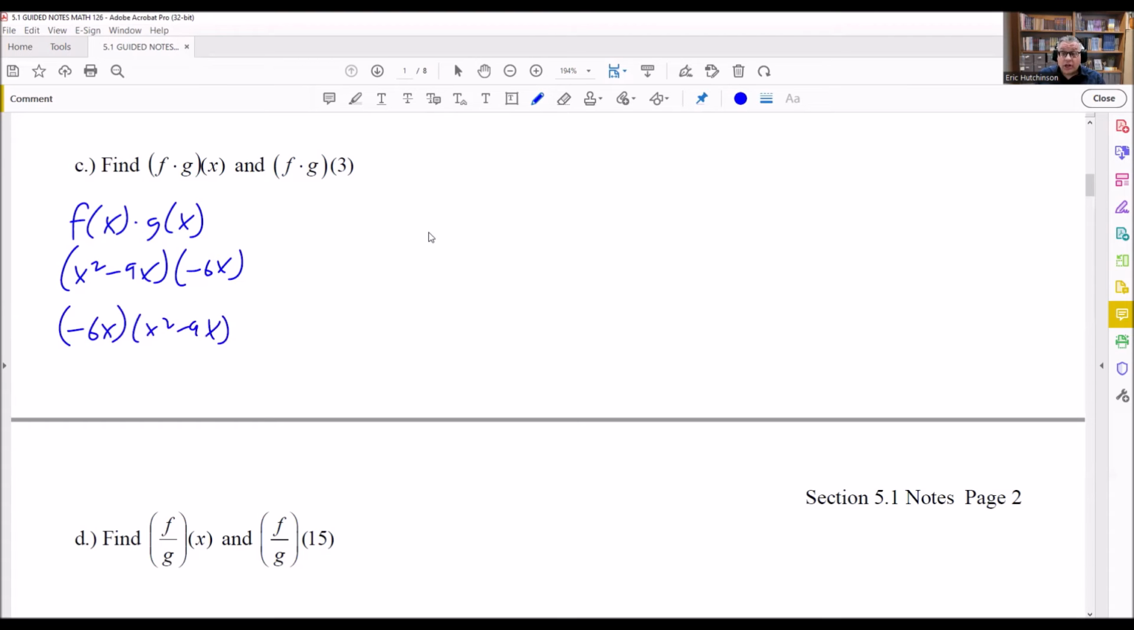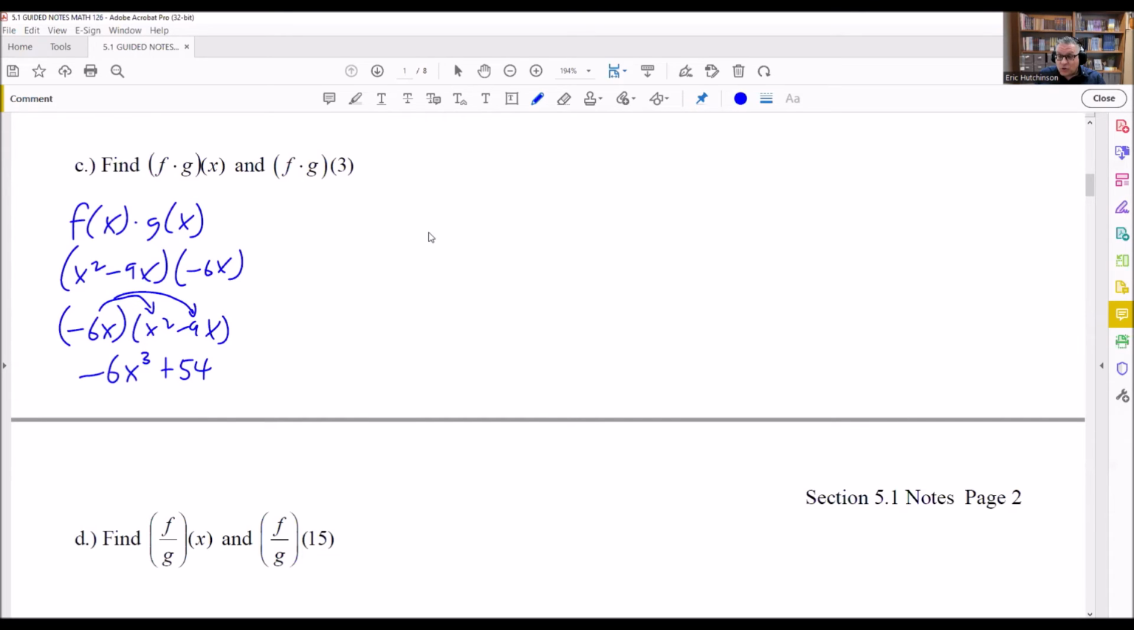Okay, and now we want to do a distributive property. So I'm going to multiply this and multiply this. So negative 6x times x squared and negative 6x times minus 9x. We need to do this one first. We're going to do negative 6x cubed. Be careful, you have to add the exponents here. Negative 6 and negative 9, that's going to be positive 54.